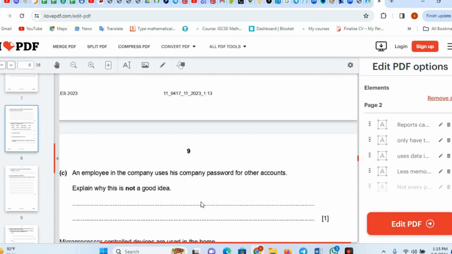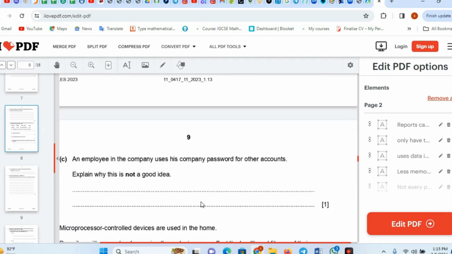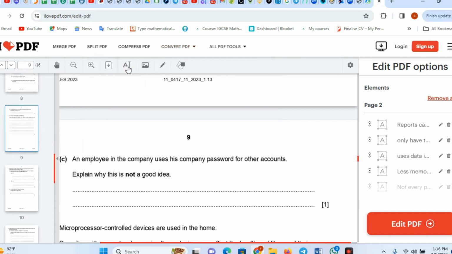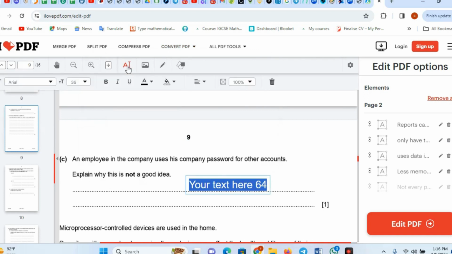7C now. An employee in the company uses his company password for other accounts. Explain why this is not a good idea. Do you know why it is not a good idea for an employee to use his own password for other company passwords? Yes? I'm listening. Okay, so 1. If someone finds a password for one of the system or accounts, other system or accounts are what? Are compromised.